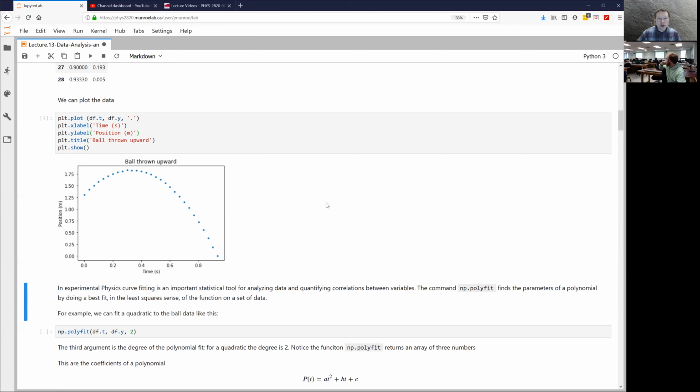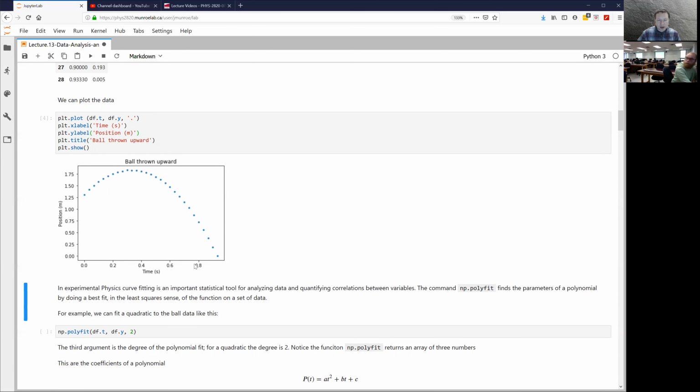What we often want to do is fit a curve to this data in such a way that explains or models the data. So we know from projectile motion that an object under a constant force of gravity, constant acceleration, will have a quadratic shape in position versus time. That is, y is proportional to t squared plus t plus a constant.